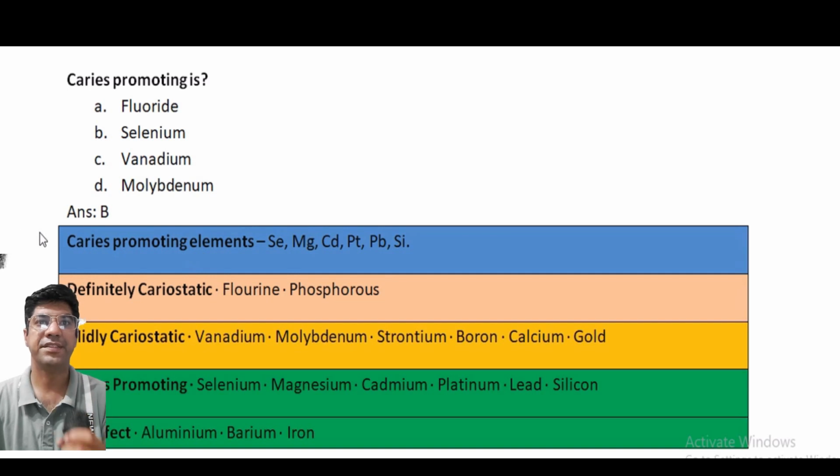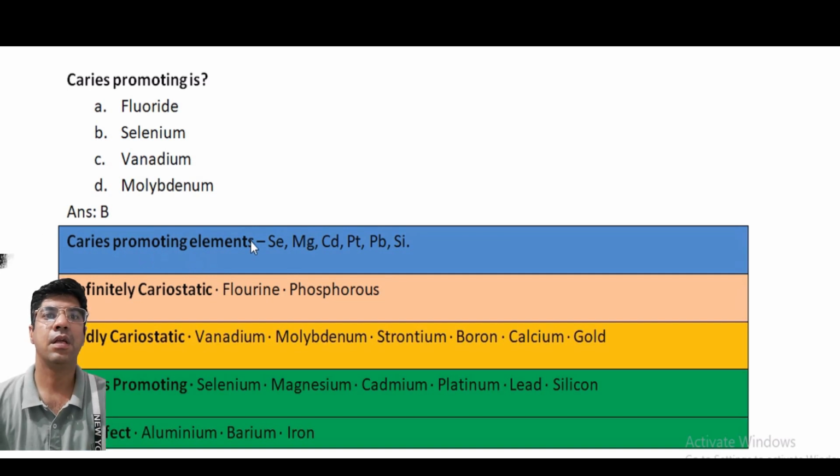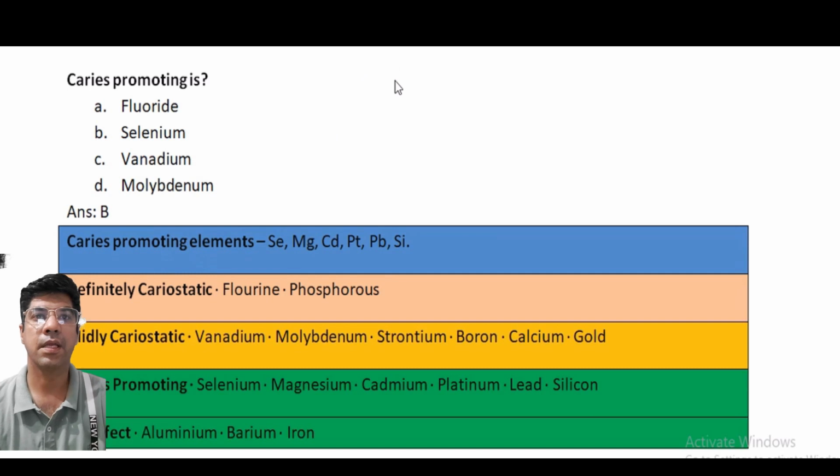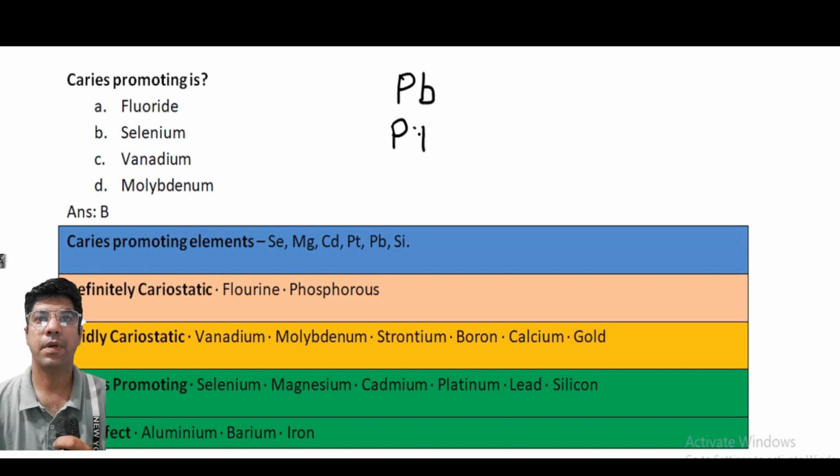The next question is on caries promoting agents. So remember the key that is very important from your exam point of view, the caries promoting elements. Remember the mnemonic. The mnemonic to remember for them is Punjab, Patiala, or Moga.